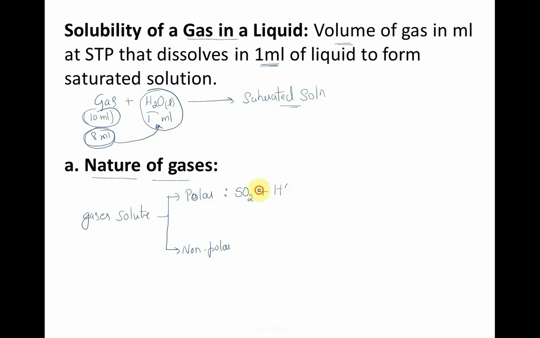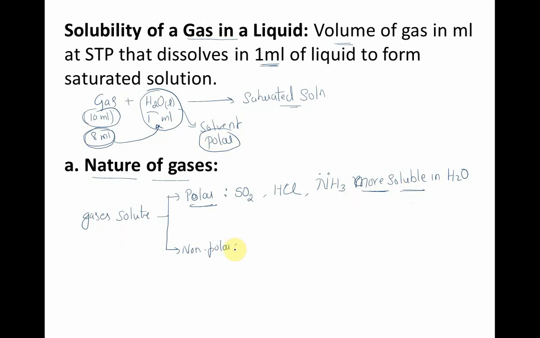Hydrochloric acid, or hydrogen chloride gas, ammonia gas. All these gases are polar in nature, which are easily soluble or more soluble in water, because here the solvent medium I am taking is always polar in nature. So if polar solutes are treated with polar solvents, then the solubility goes on increasing.